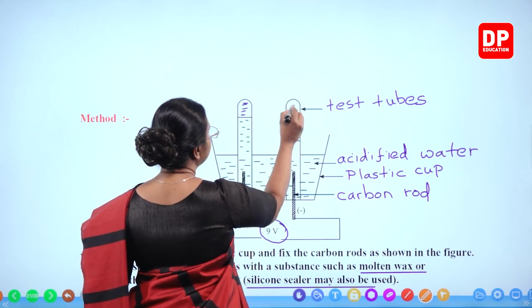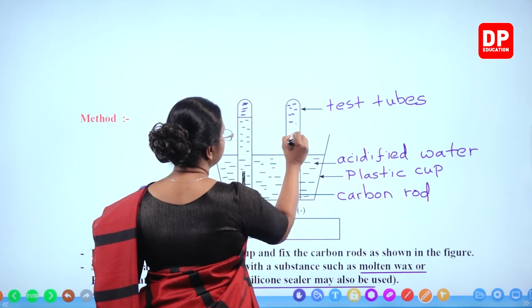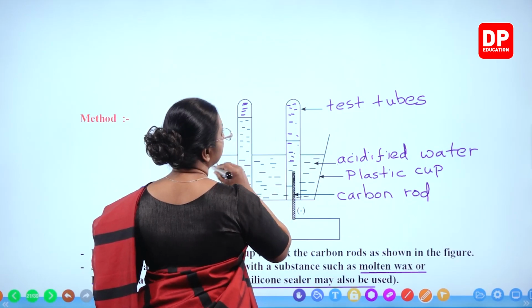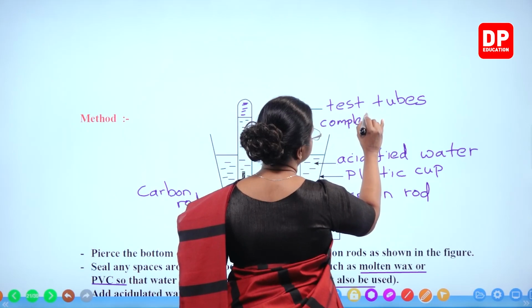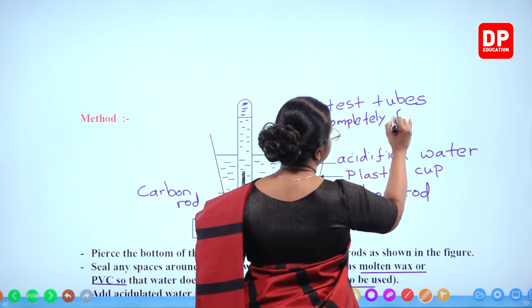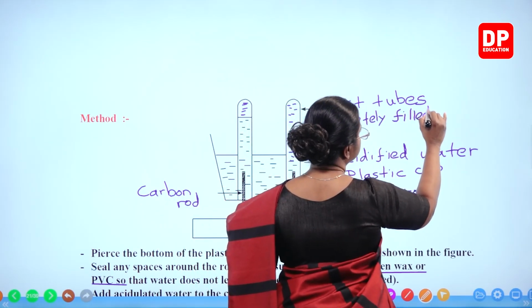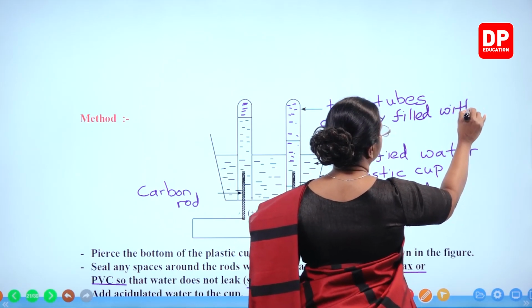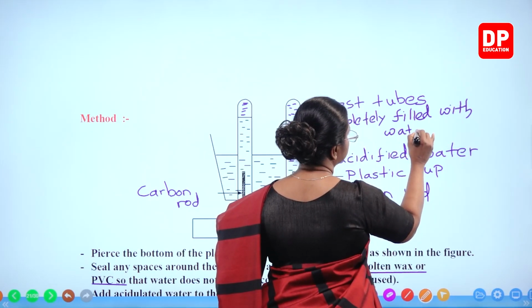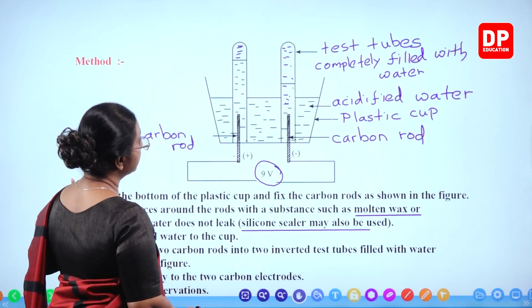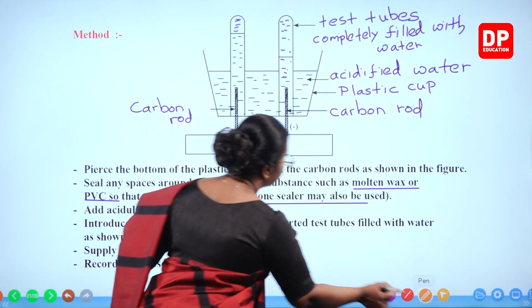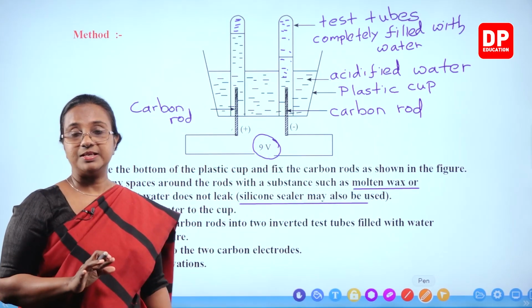these are completely filled with water. Test tubes completely filled with water. Then you carry out the electrolytic process and thereafter you will get the observations.